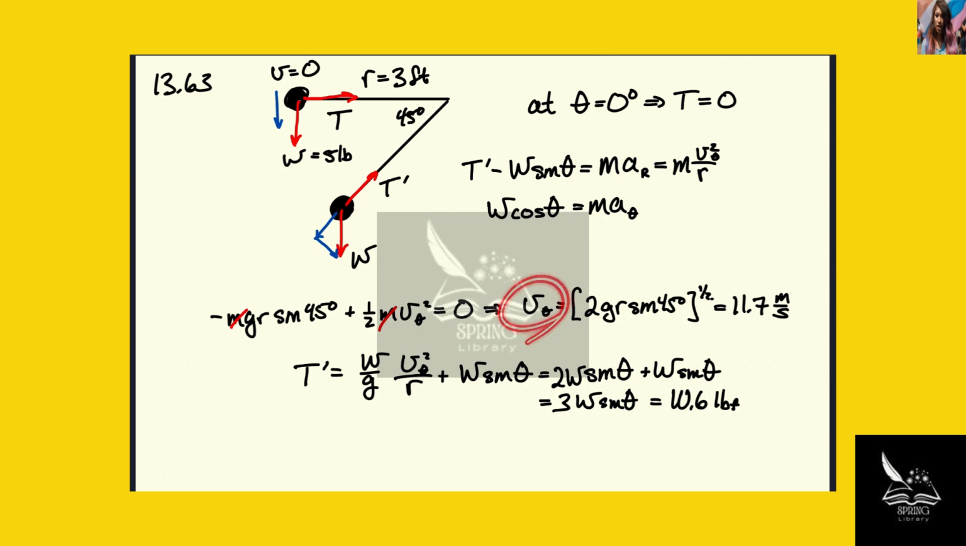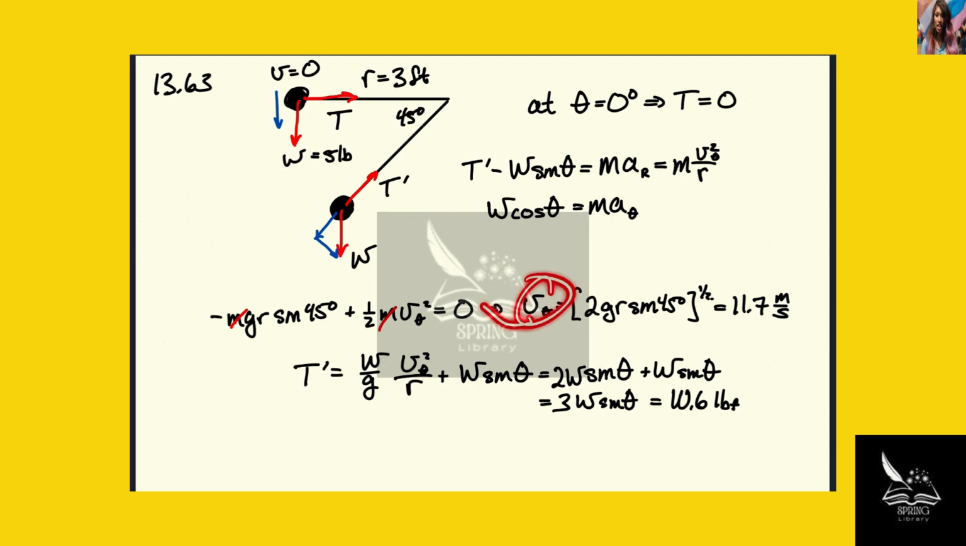This allows us to solve for v theta in terms of g, r, and the angle here. We know all these things, so we can plug them in and we get 11.7 meters per second. We could also just take this equation and solve here for T. We actually don't need this for this problem. We could figure out the acceleration in the tangential direction if we wanted to. So we can solve for T prime, this is the tension down here, which is the mass times the centripetal acceleration plus the weight times sine of theta.